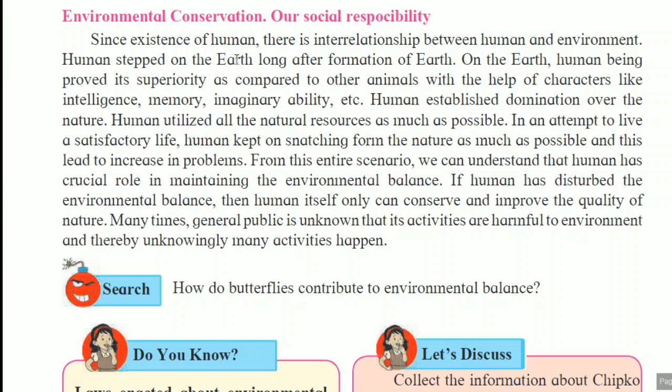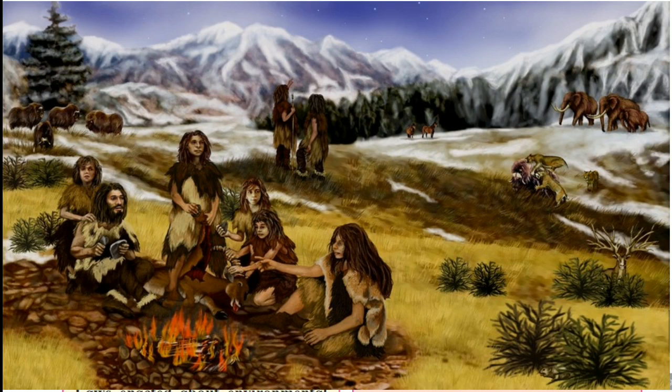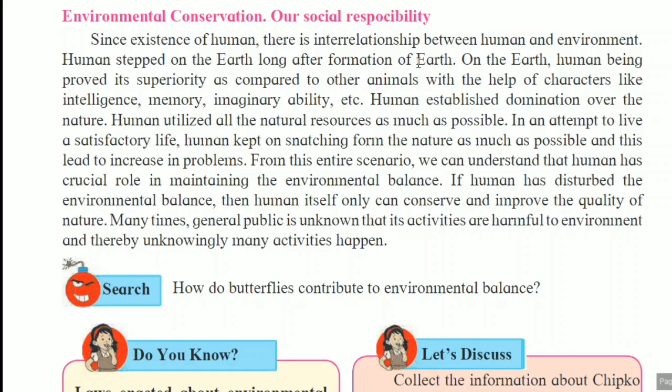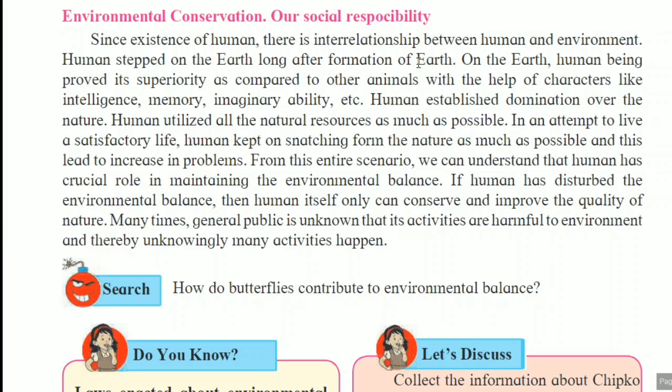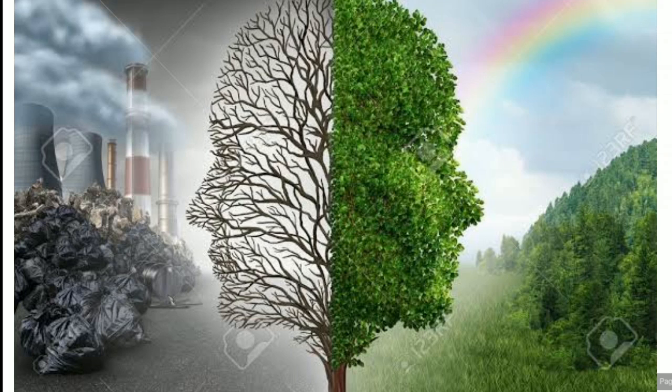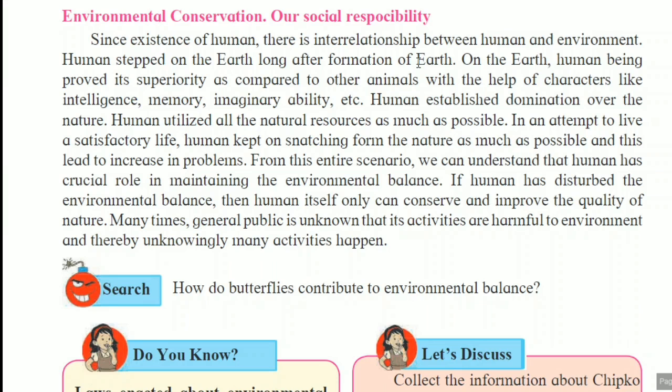responsibility. Since the existence of human, there is an interrelationship between human and environment. Human stepped on earth long after the formation of earth. On the earth, human being proved its superiority as compared to other animals with the help of characters like intelligence, memory, imaginary ability, etc. Because we know that human beings are different from other animals. They are superior. Why? As compared to other animals, human beings are superior. What is the reason behind that?